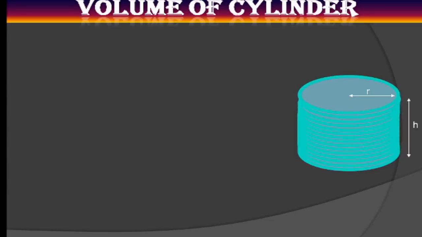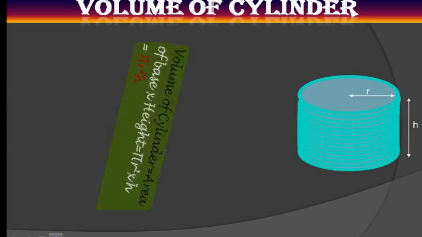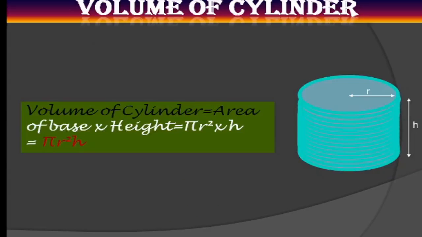Now we will see how to calculate the volume of a cylinder. Consider the radius as r and the height as h. The volume of a cylinder equals the area of the base into the height. The base is circular, so its area is pi r square, and the height is h. So the volume of the cylinder is pi r square h. We can use this formula for finding the volume of a cylinder.